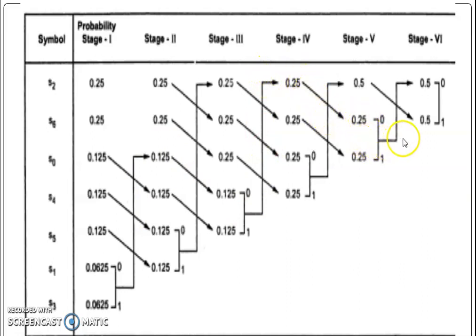But whenever it's time to find the code for that given symbol, the code will be 0, then again 0, then 0, and then 1. So this is the Huffman code for the last symbol S3 having the probability 0.0625. Similarly, you have to find the Huffman code for the remaining probabilities or symbols from top to bottom.